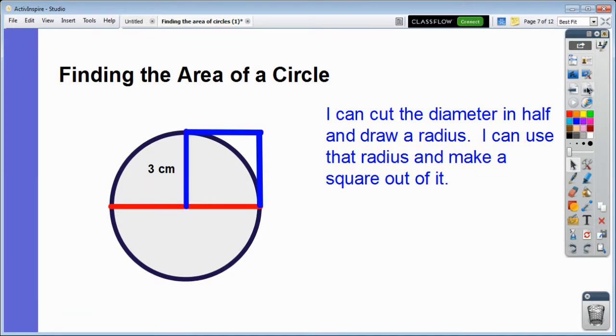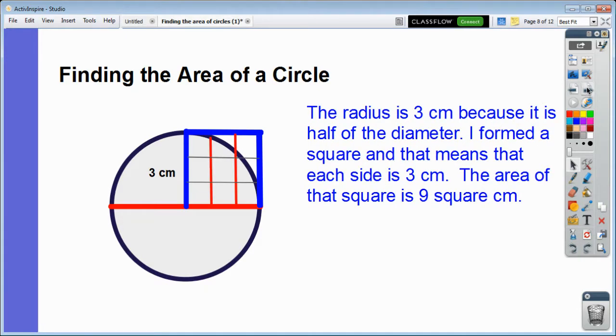I can cut the diameter in half and draw a radius. I can use that radius and make a square out of it. The radius is 3 centimeters because it is half of the diameter. I formed a square from that radius, and each side of the square is 3 centimeters. The area of that square is 9 square centimeters.